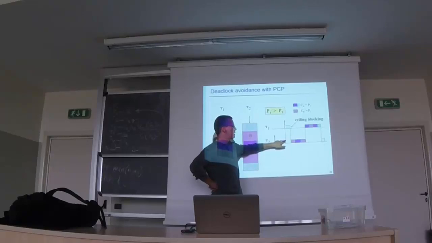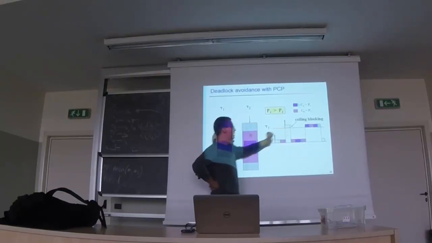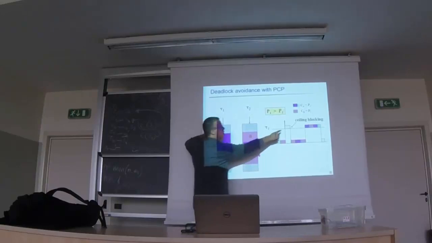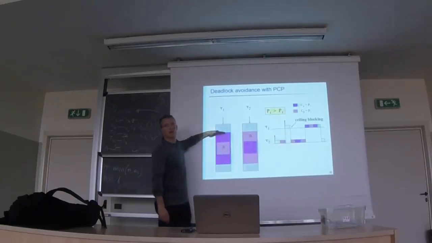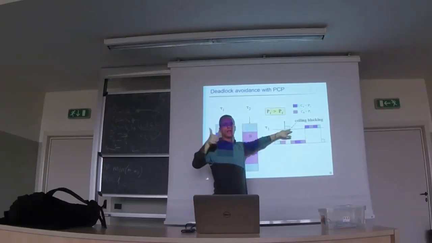Okay? Then tau 1, when it arrives, my priority is still down. It can preempt, right? So this guy is preempted by tau 1, executes random code. At this point, tau 1 tries to access A. Okay? Can tau 1 access A here? So is A free? Yes. Has tau 1 a priority higher than all ceilings of semaphores which are currently locked?